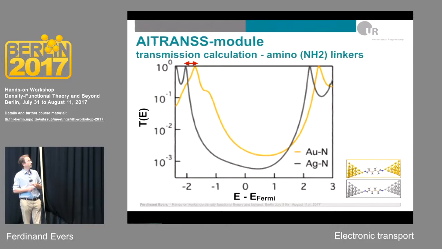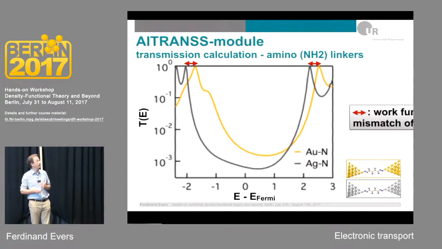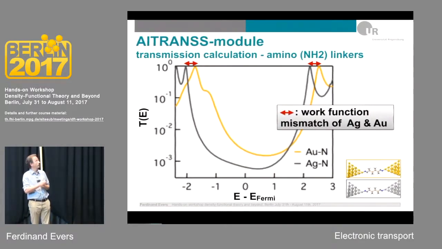There was a remark about the shift. How can we understand the shift? That's easy in this particular case. Silver and gold have two different work functions, so that the alignment of the HOMO with these work functions is shifted by the shift in the work functions. Since this is E minus E Fermi, we expect a shift in the transmission curves that should be roughly of the order of the work functions, and if you look at the numbers, then it actually is.